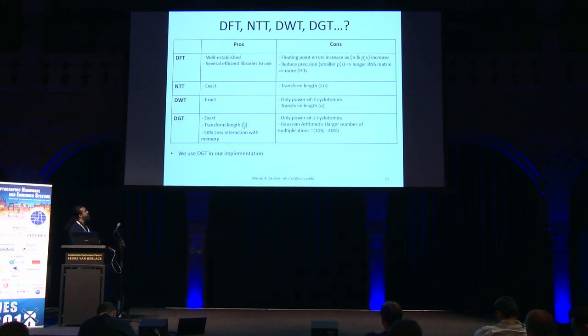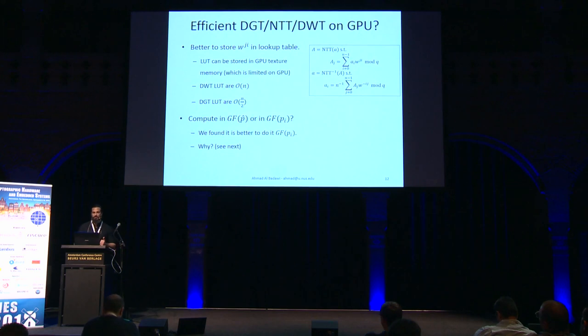But there's one problem with the DGT: it requires Gaussian arithmetic and will include a larger number of multiplications. But our hypothesis was, well, GPU is good at computation, probably not that fast in memory operations, so let's see what happens if we use the DGT. And eventually we use the DGT in our implementation. So these are the common equations of the transforms. As I said, you need to store these primitive roots in the lookup tables, and the nice thing about the DGT is that you need only n over 2 of these roots.